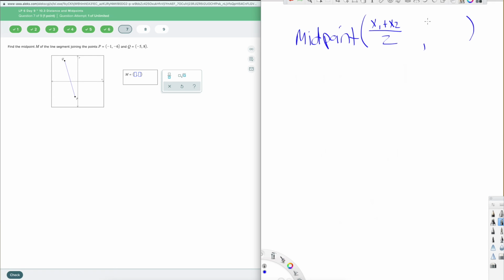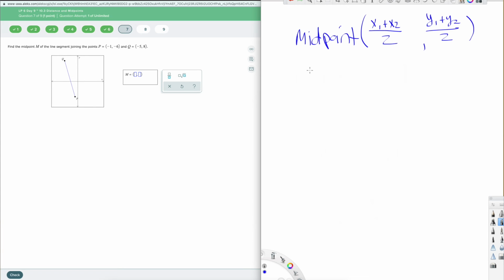And then we're going to go y1, it's doing x again, y1 plus y2, and again, divide by 2. So we're adding the terms this time instead of subtracting them, and then we're going to divide by 2. So this is the midpoint formula, and again, we're going to be given 2 points.